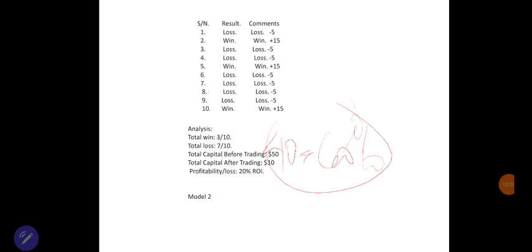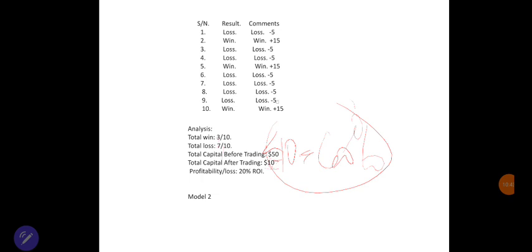All right. So now the capital before trading is $50, and the capital after trading should be $60, not even $10, because $10 is the profit. If you do the math, minus 5, minus 5, minus 5, 5, 10, 15, 20, 25, 30, 35. All right.